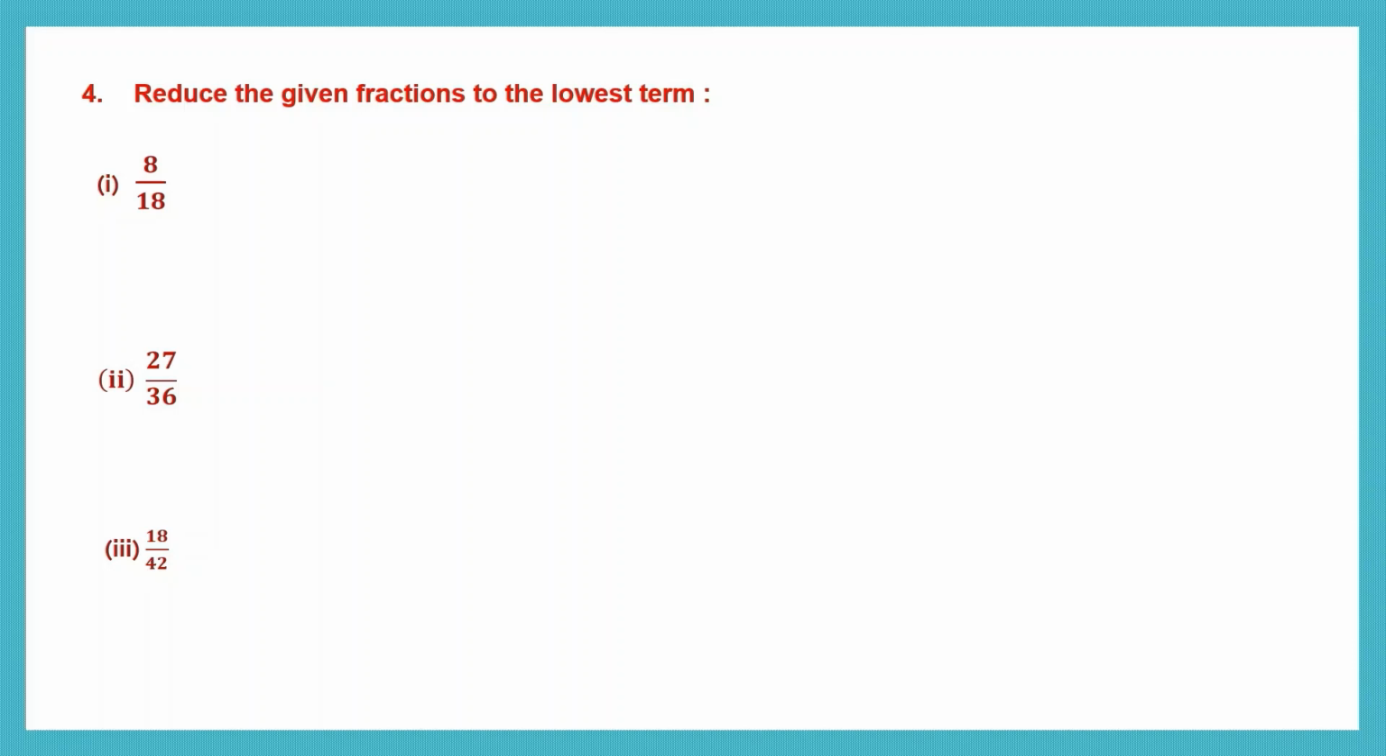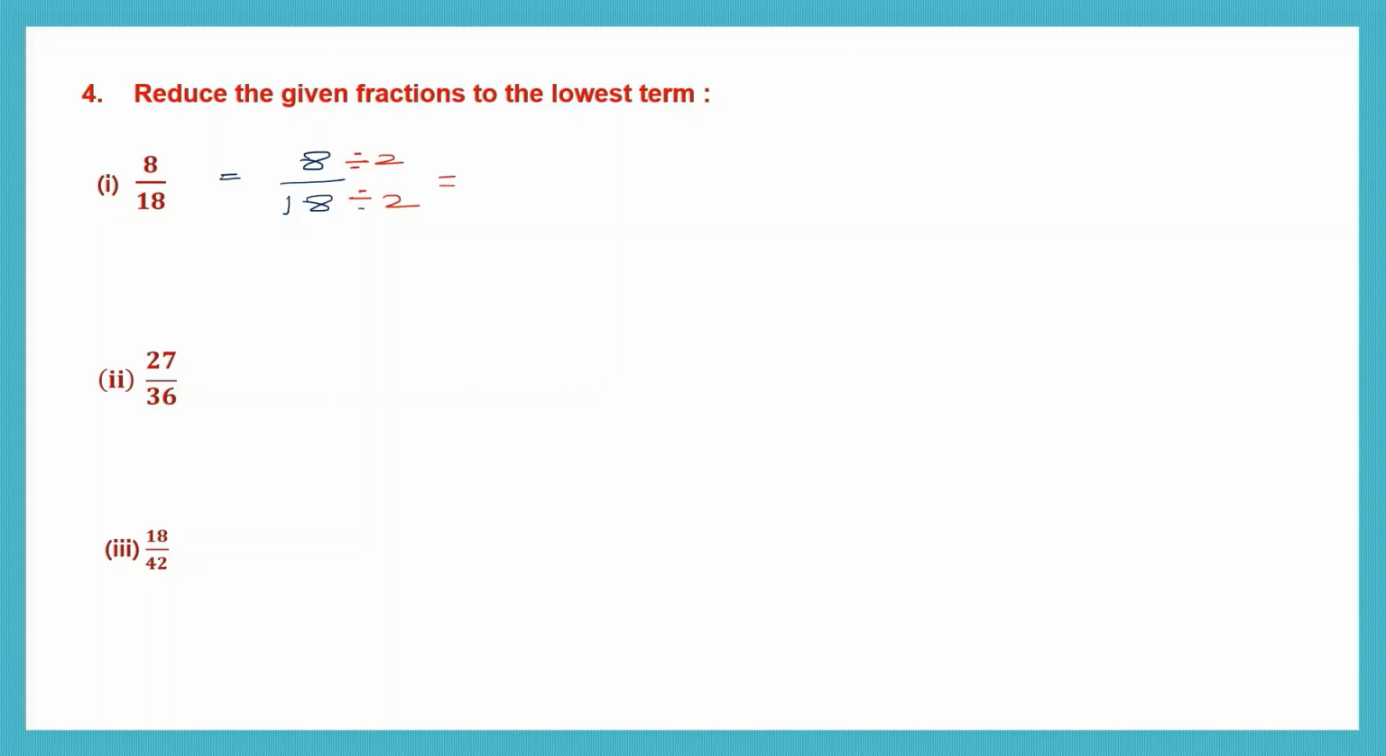Question 4. Reduce the given fractions to the lowest term. And we have 8 by 18. Now how do we do that? So let me write 8 by 18. Now think of a number that can divide both 8 and 18. Now they are even numbers, that means they are divisible by 2. So let's divide both by 2 and see. Divide 8 by 2 and 18 by 2. And let's see what we get.